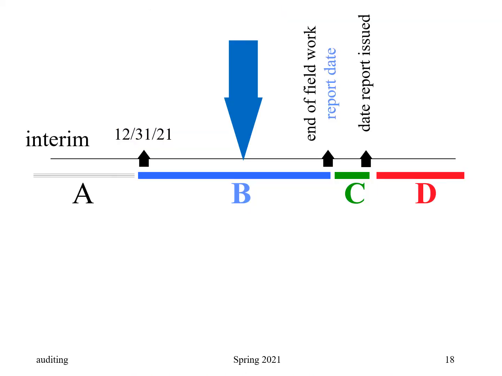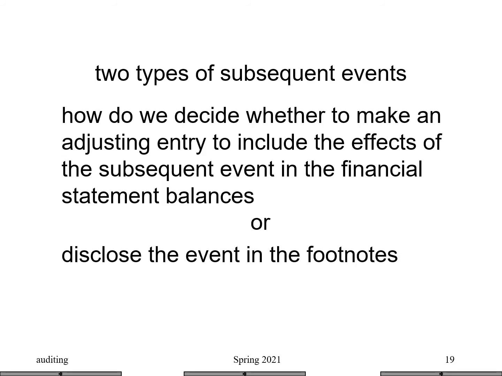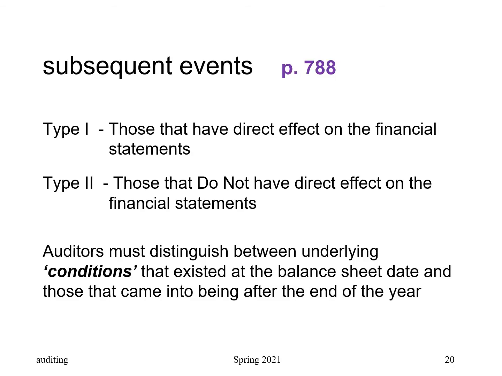Okay, we're still in the blue period. There are two types of subsequent events, and the question we're dealing with here is how do we know whether to make an adjusting entry, include it into the financial statements, or disclose it in the footnotes. So page 788, the book says those that have a direct effect on the financial statements and those that do not have a direct effect. That's not good enough. Usually if the book says it, then even if I disagree a little bit, I buy it and will go along with it.